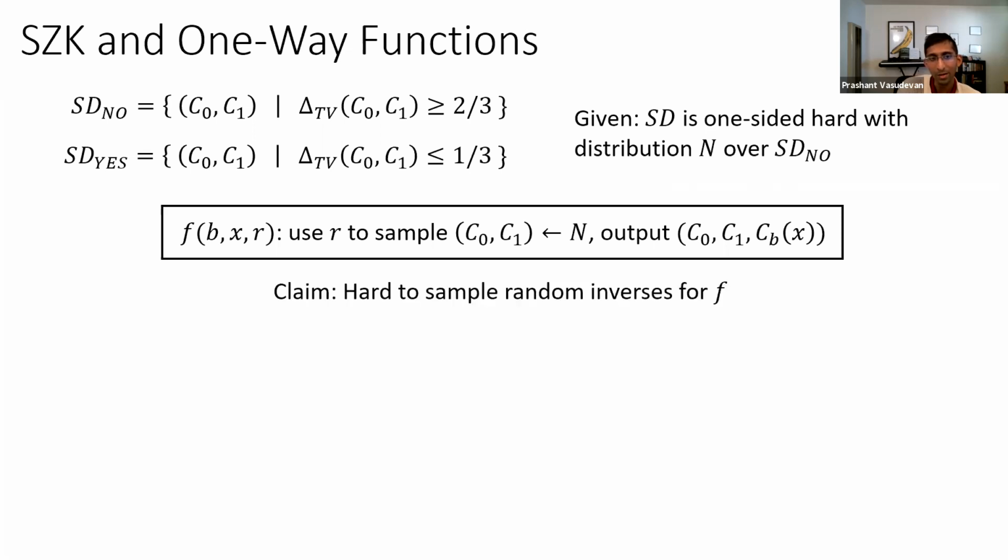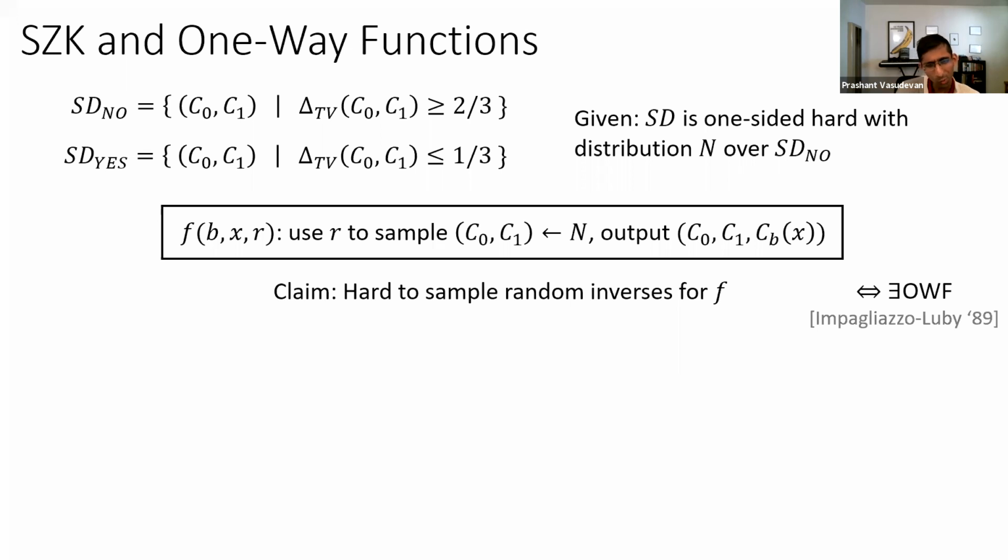I want to claim that this function is not exactly a one-way function, but is what is known as a distributional one-way function. If statistical difference is in fact one-sided hard, then you cannot sample random inverses for this function. I give you some C0, C1, and C_b of x. You cannot sample a random b, x, r which gives you this. And it is known that the existence of functions like this is equivalent to the existence of one-way functions.